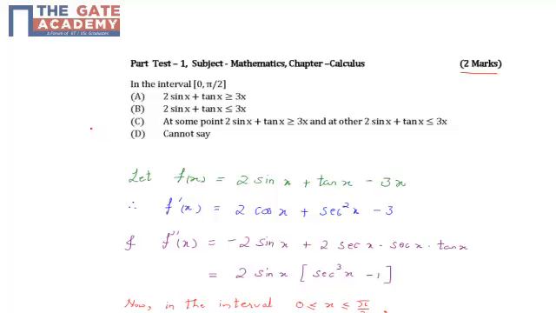So let us solve the problem. Let us consider f of x equal to 2 times sin x plus tan x minus 3x. First of all, we will compute the first derivative of it, that is f dash of x, which would be equal to 2 times cos x plus sec square x minus 3.